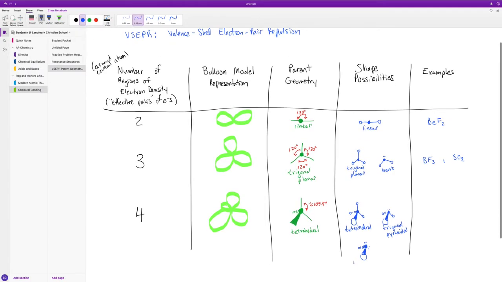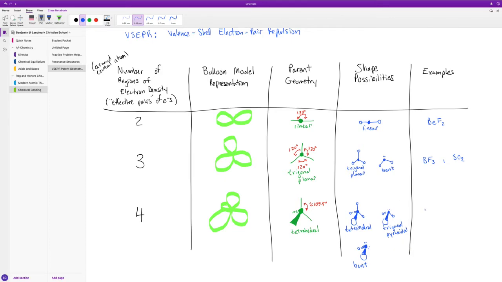And actually the water molecule falls into that category. I'm going to try to clean up that atom that's in the back of the molecule. Still getting the hang of this tablet, drawing with it and everything like that. So there's 3 possible shape geometries that can result from the parent geometry.